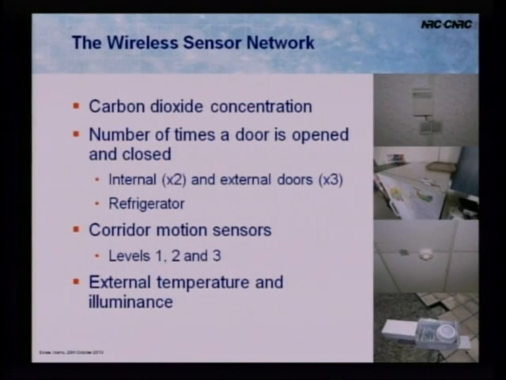So our wireless sensor network was relatively small. We had about a dozen or so sensors within the whole building, but we placed these in places that we thought would give us a measure of building occupancy.